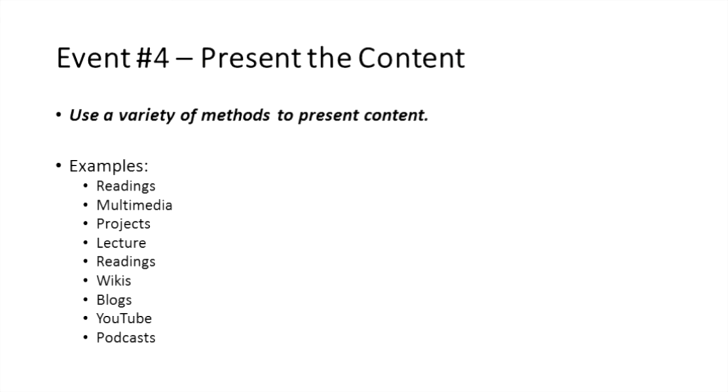All right, event number 4 is simply to present the content of the lesson. And in doing this, this is where you want to vary your instructional methods or practices to present the content of a particular class or lesson. Again, this could be online or face-to-face. Some examples are readings, multimedia, projects, lecture, wikis, blogs, YouTube, podcasts. I'm sure most of you are varying how you present content in your courses, but I think the important thing is to vary it in order to keep students engaged. Kind of keep them guessing about how they're going to engage with content.